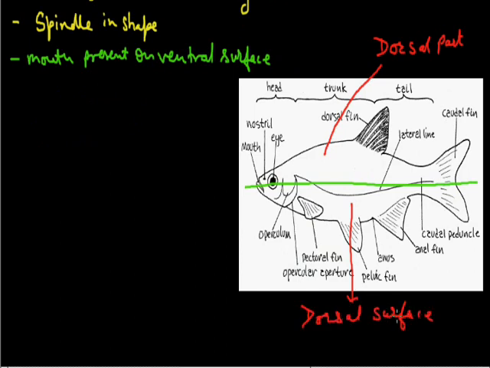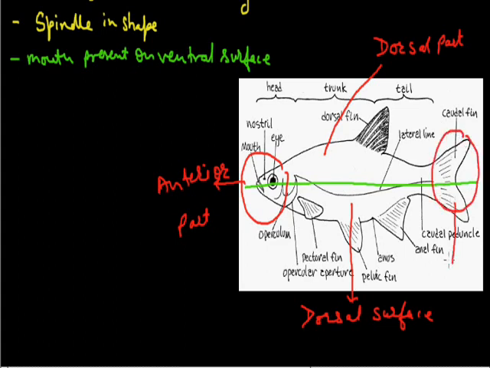Another important part: this is the anterior part of any animal. And this is the posterior part of the animal.